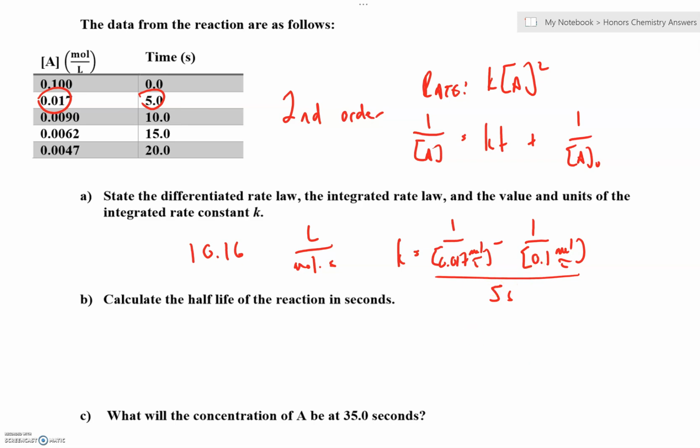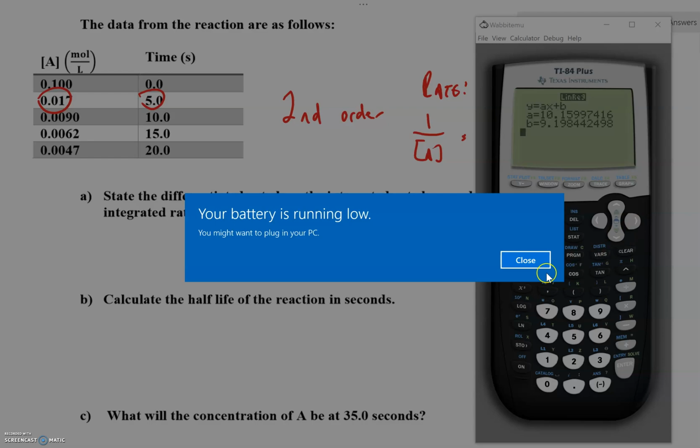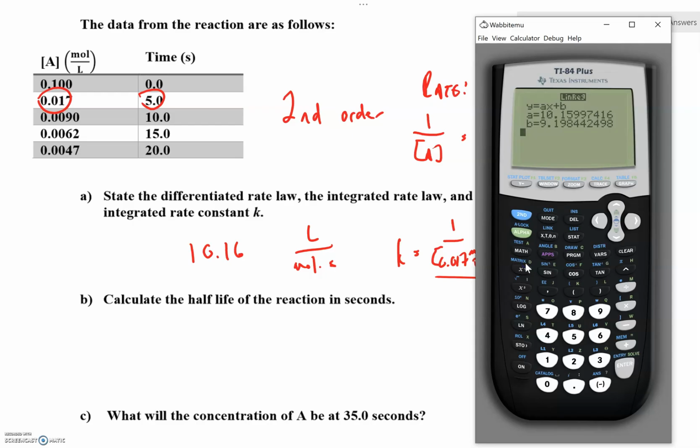So let's go back to our calculator. My battery is running low. And we'll instruct our calculator to take 0.017. We'll invert that. We'll subtract from that 0.1, and we'll invert that. I'm going to get rid of that, and then I'm going to divide this whole thing by 5. We should get something that, if it is not exactly equal to our slope, should be close.